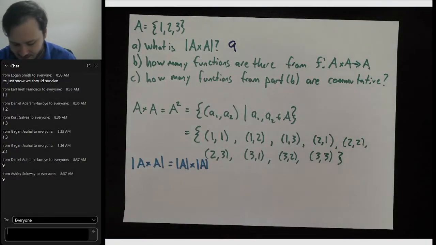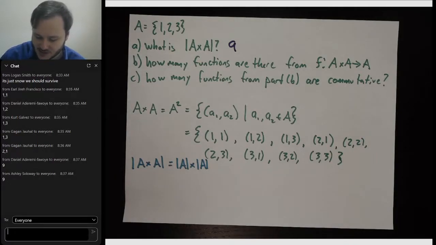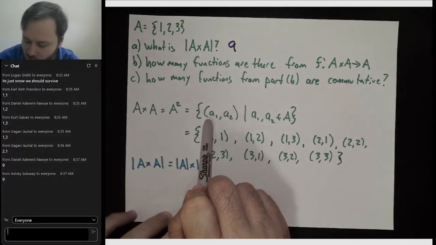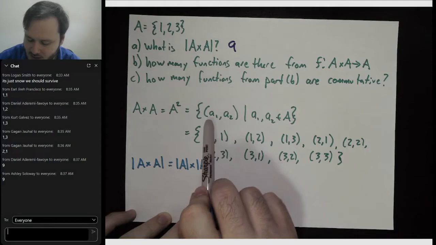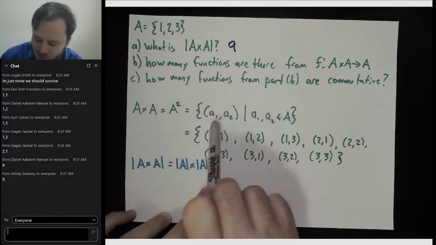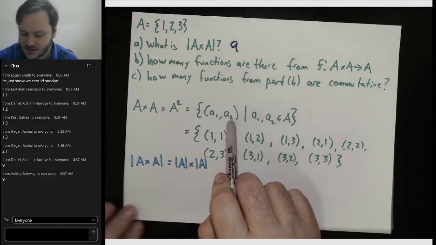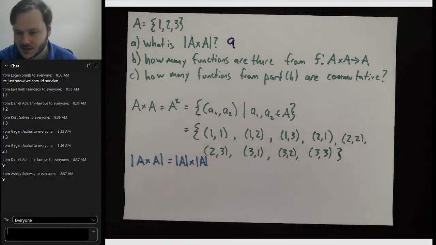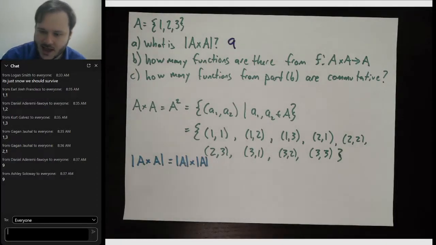And that's not a coincidence. We can do this with a rule of product process. How many ways are there to pick A1? Well, I pick any element of A. There are 3 elements of A, so 3 ways to pick A1. And then picking A2 is completely independent from A1. I have another 3 ways of picking A2. So 3 times 3 gives me 9 elements of A cross A.